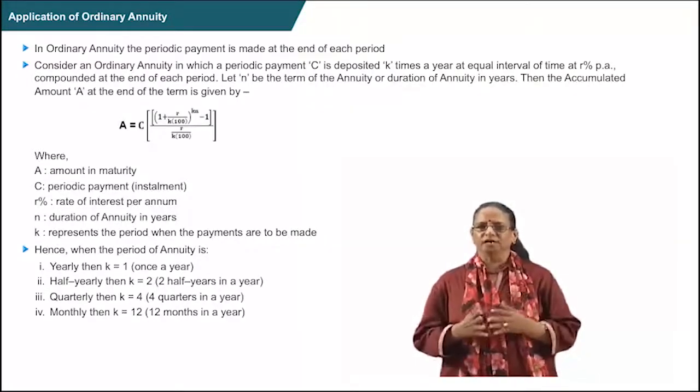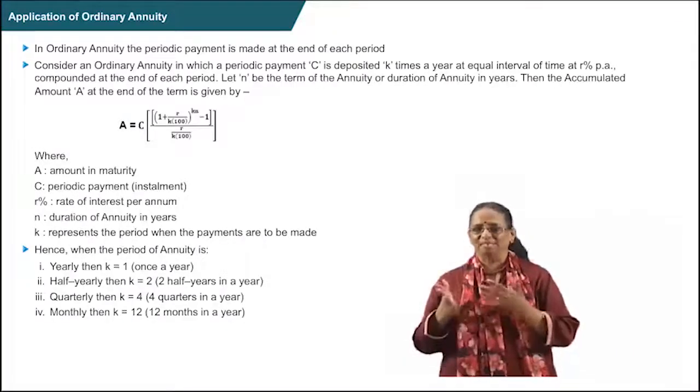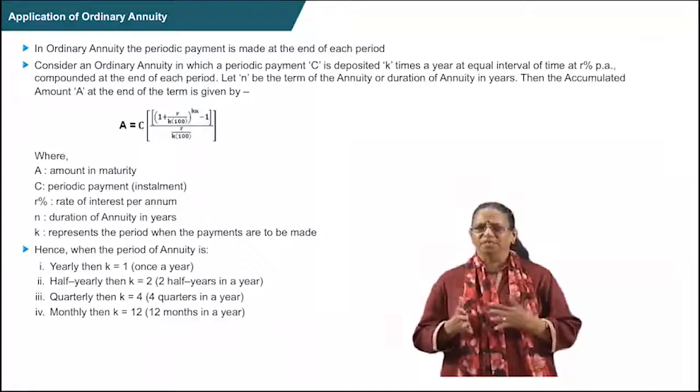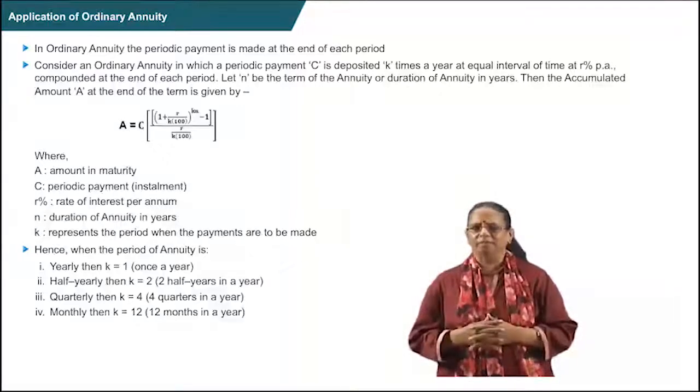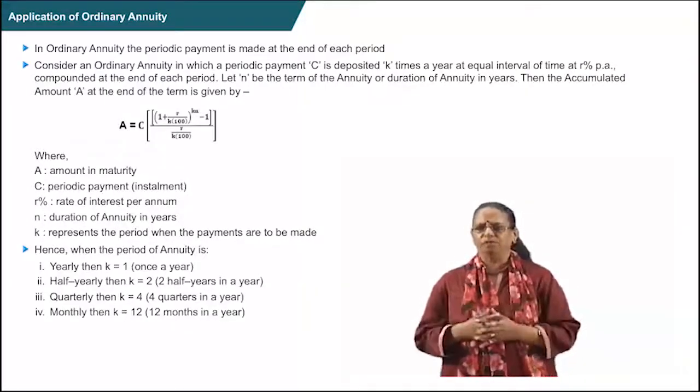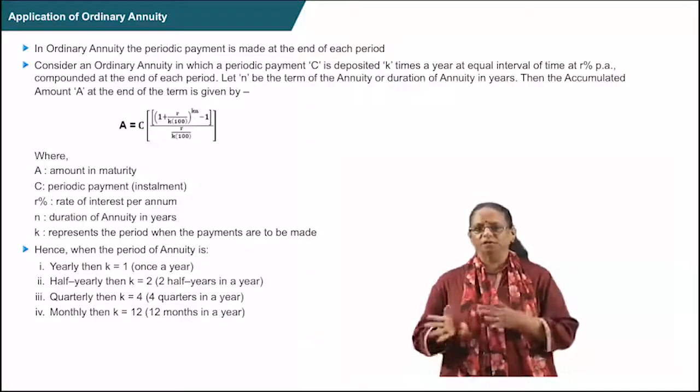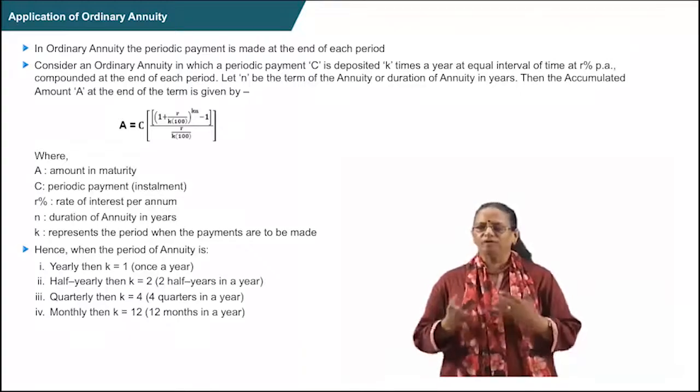So we'll consider an ordinary annuity in which the periodic payment is denoted by capital C and is deposited K times in a year at equal intervals of time at R% per annum, compounded at the end of each period. What does small n stand for? The term of the annuity or duration of annuity, that is also in years. Then how do we find accumulated amount denoted by capital A at the end of the term?